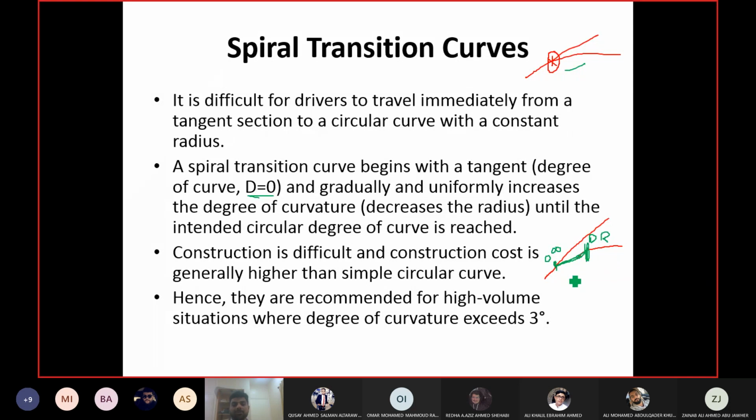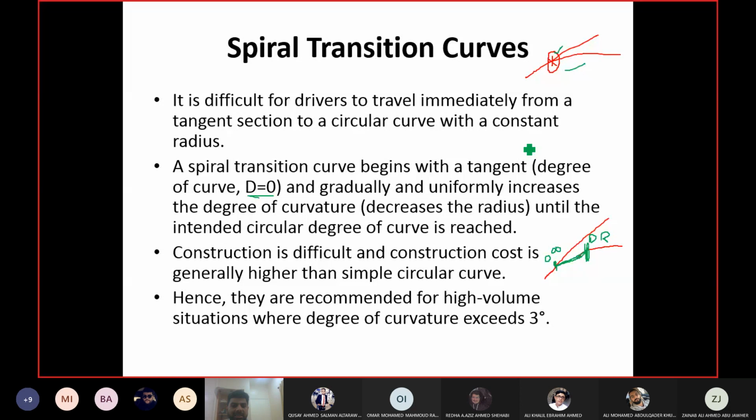So the main idea of providing the spiral curve is that the driver has a change in path or a change in curvature gradually, step by step, instead of doing it at one point like in the above case. Since a spiral curve is a more complex, higher degree curve, its construction is also more complicated and it is more costly as well. Although the spiral curve has its own advantages, the disadvantage is problems in construction.